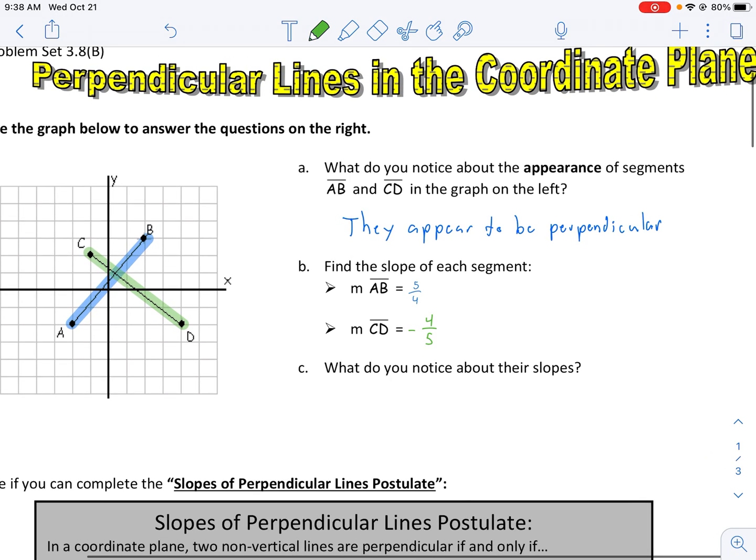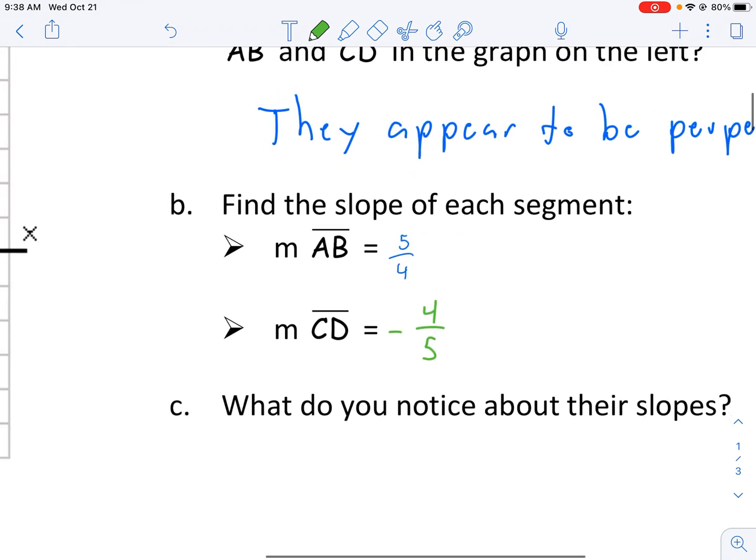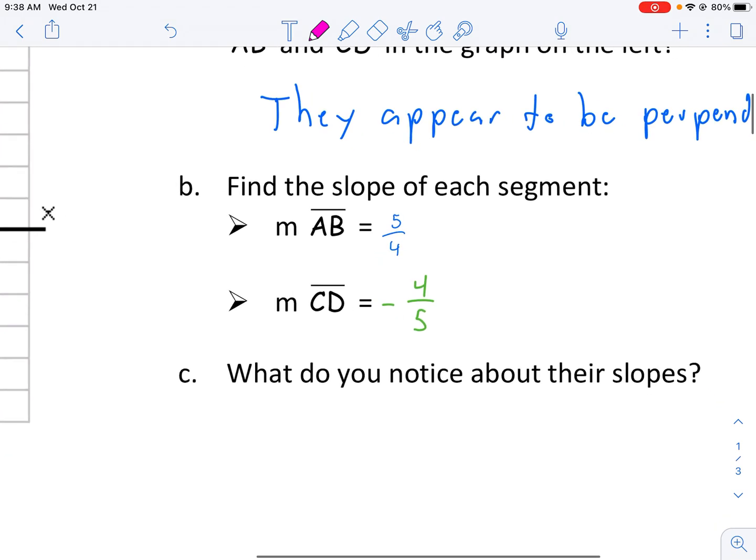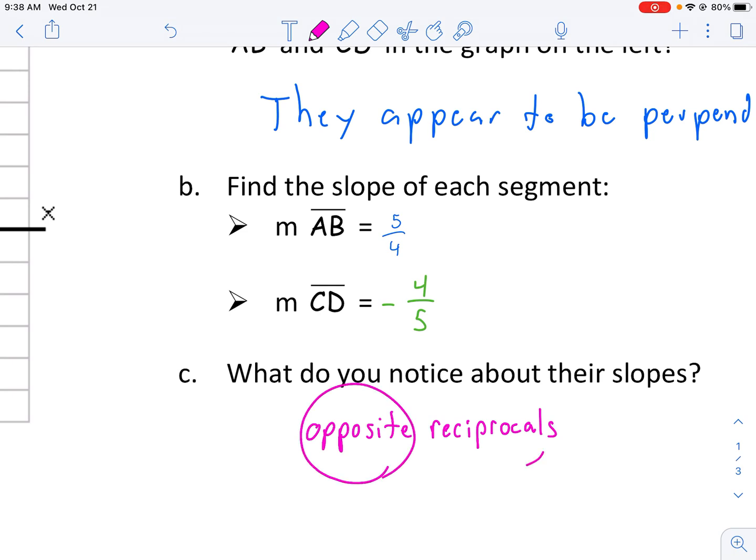Now, what do we notice about these slopes for part C? Well, notice how this is 5/4, this is 4/5, so they're flipped, which is called reciprocal. And one of them is positive, one of them is negative, which are called opposites. So they are opposite reciprocals. Again, opposite means one's positive, one's negative. Reciprocals just means it's like a fraction flipped. So they are opposite reciprocals.